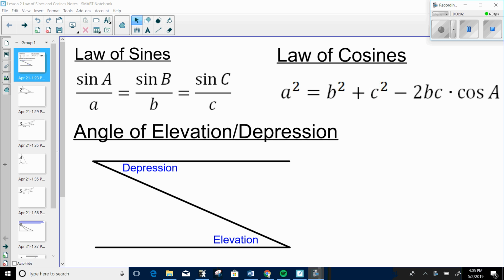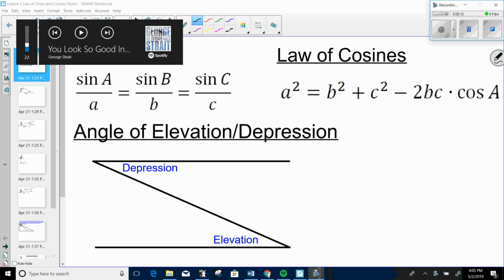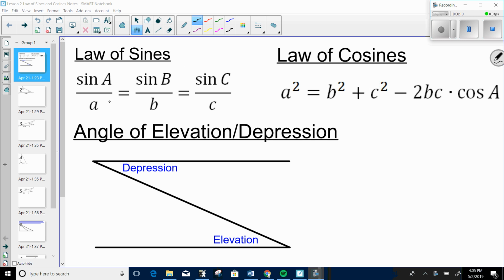Today's lesson will be on how to use law of sines and law of cosines to solve equations that are not right triangles. We have the two different equations. We have sine of A over A equals sine B over B, which is sine C over C, which is law of sines. And we have law of cosines. There's actually three different versions of law of cosines, but they basically all fit this same pattern.